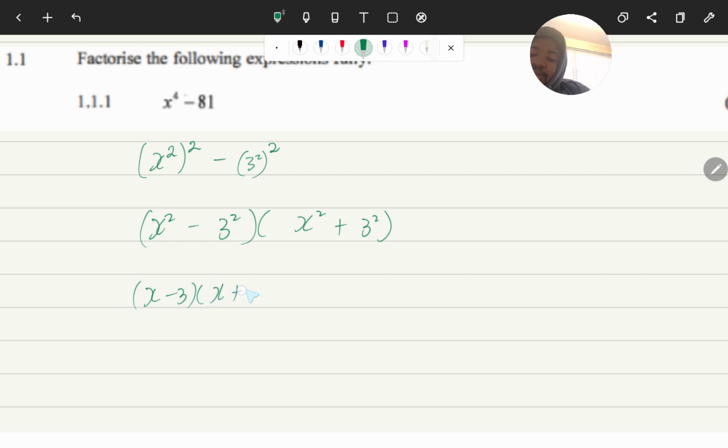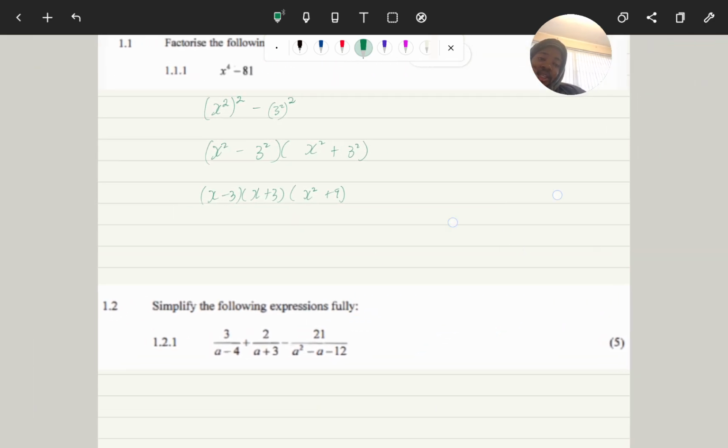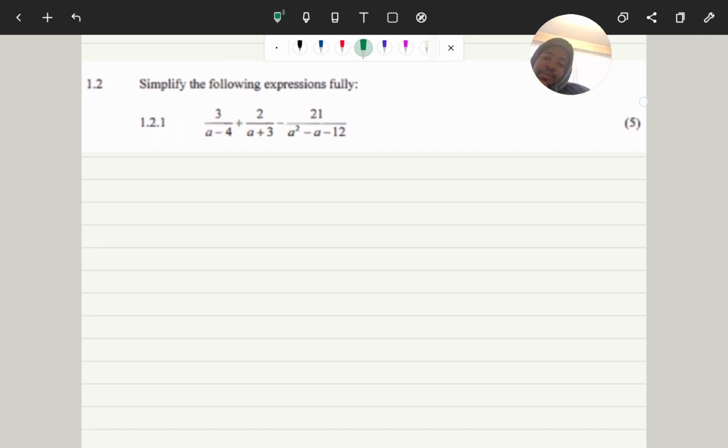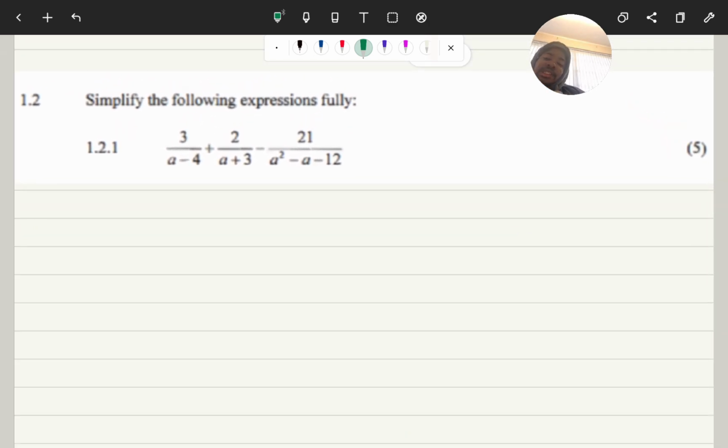I'm gonna have x plus 3. Then I'm gonna have this guy, I can't factorize him much further, so it's gonna be x squared plus 9, right? And yeah, the factorization is done, and look, it's even 2 marks, right? So yeah, we're simplifying this expression. Yeah, it's very cool. Let's do that.